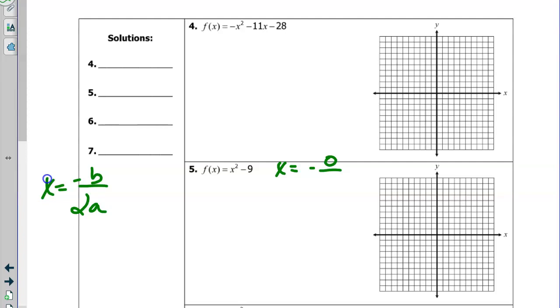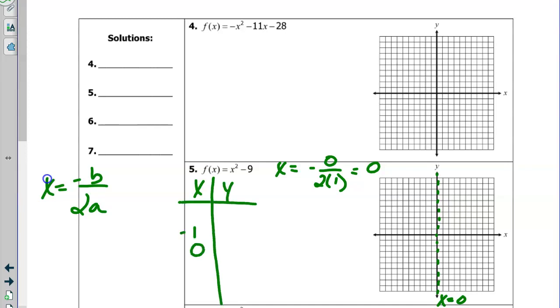What's my a first? 1. Very good. What is negative 0 divided by 2 times 1? 0, right? So your line of symmetry, or your vertex, is x equals 0, so it's right on the y-axis. So of course it's split in half. So your table is going to have 0 in the middle, and then we have negative 1, negative 2, and 1 and 2.